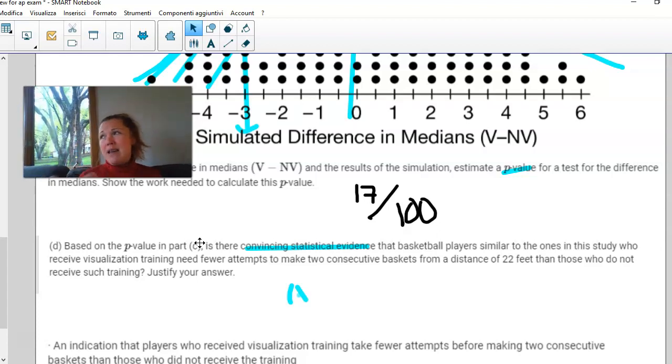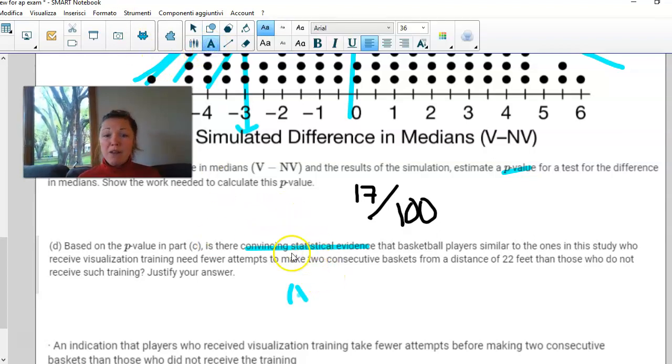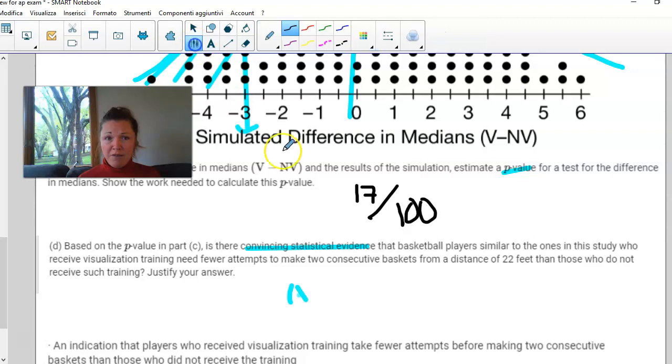Because if you think about it, we would talk about the medians, but we didn't learn anything like that. But we have learned about a p-value, okay? So our p-value is very high. We do not have an alpha, so we assume that our alpha is 0.05. So what would I say?